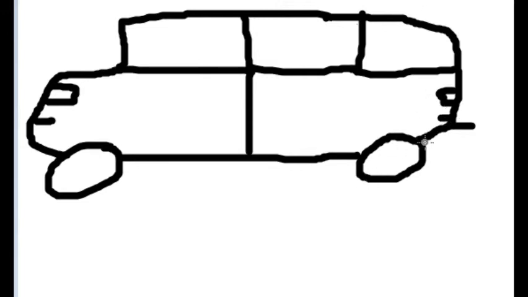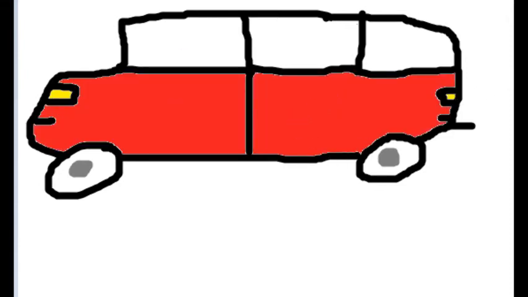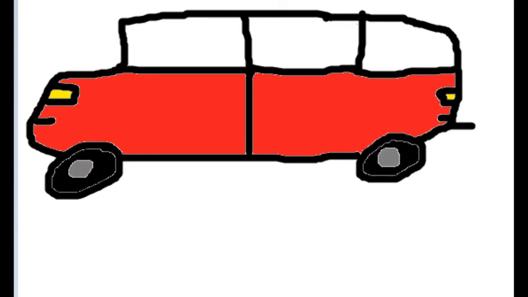Change colour to grey, grey wheels, because all cars have grey wheels. Get the paint can out, yellow lights, body red, back wheel right now, blue windows because all windows on the car are blue.